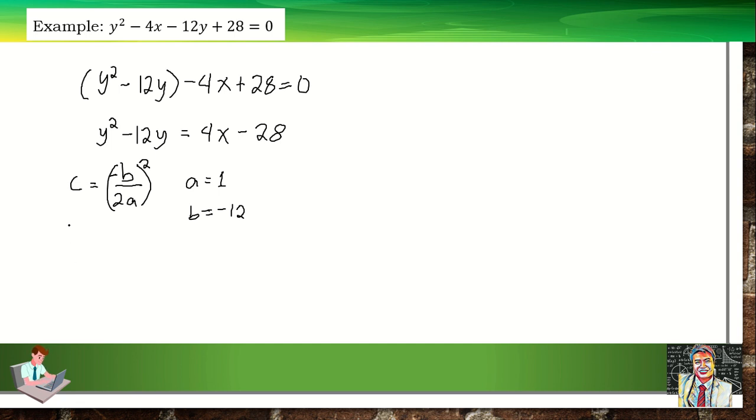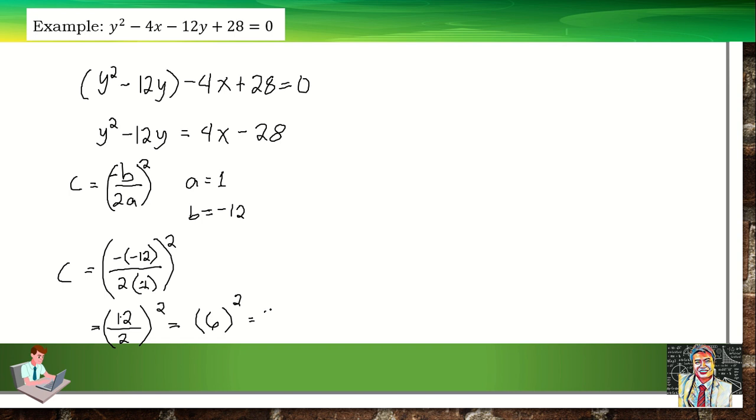So, that is c is equal to negative 12 all over 2 times 1 quantity squared. So, that will become negative times negative, that is positive. So, 12 over 2 squared. So, that is 12 divided by 2, that is 6 squared.